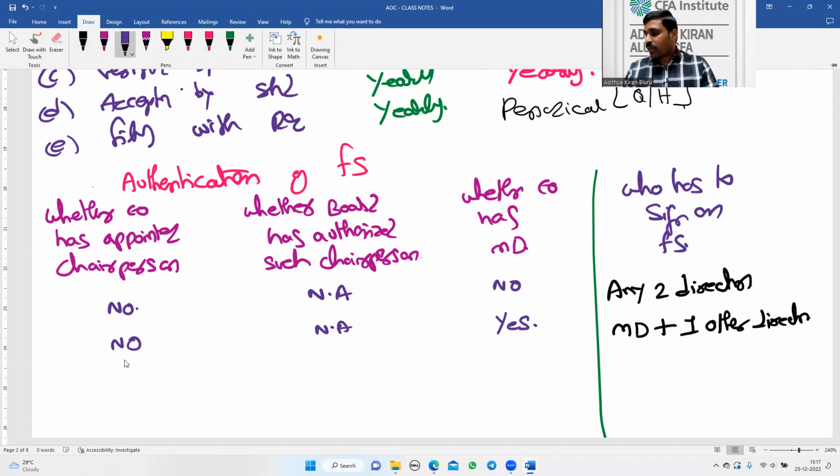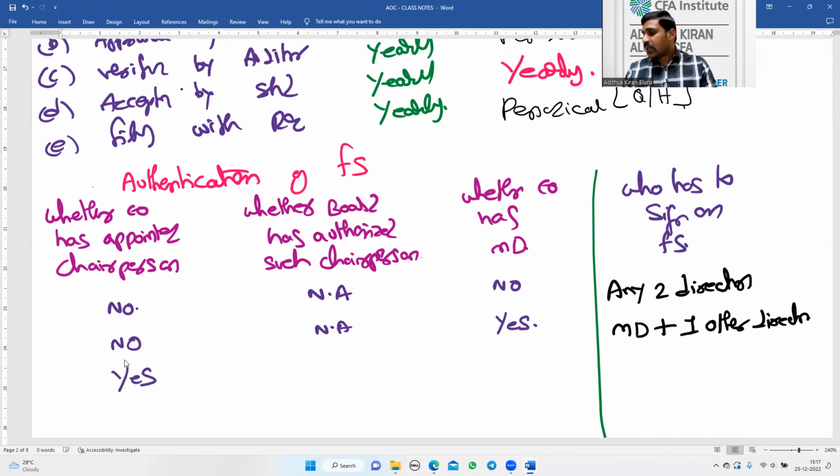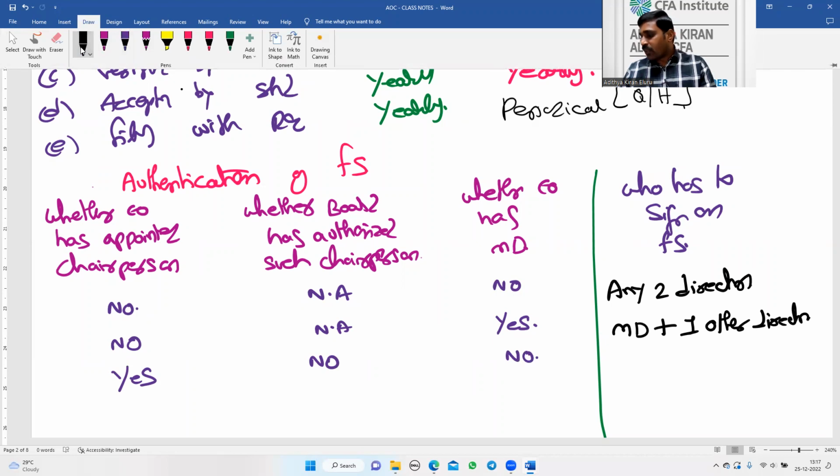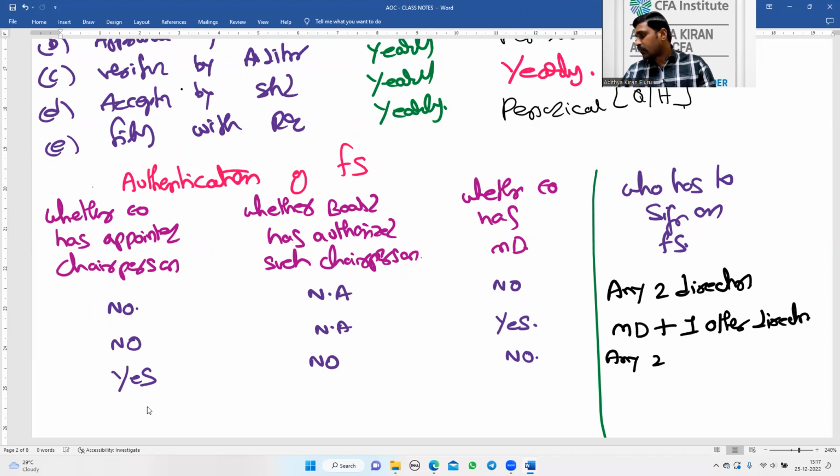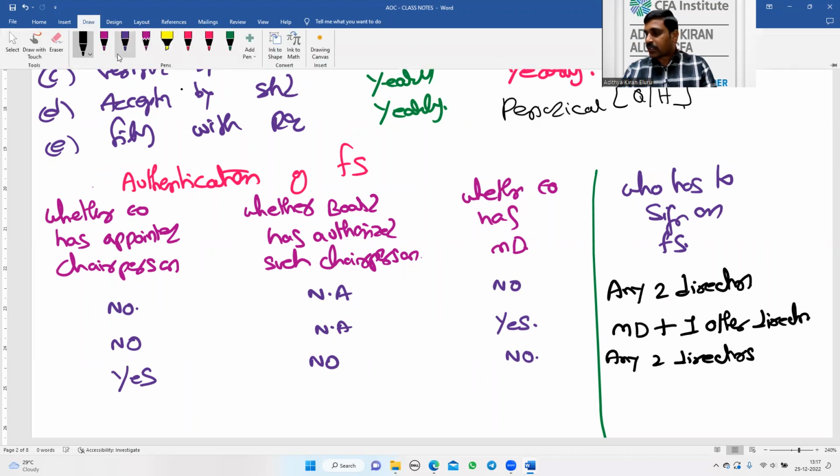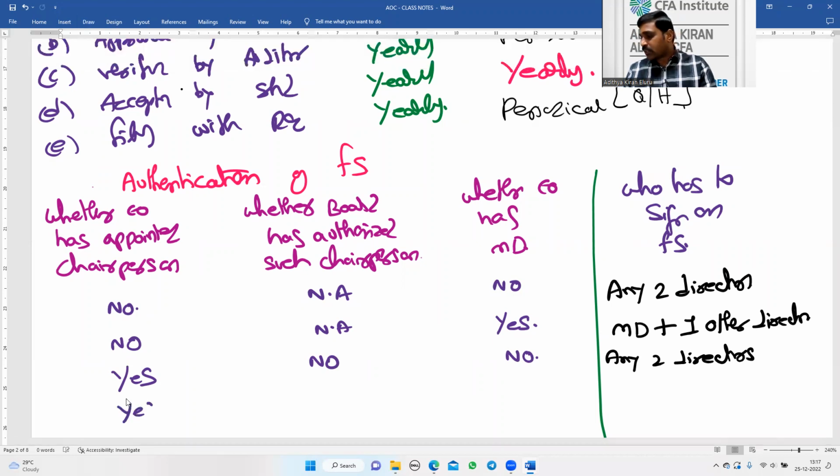Next, whether the company has a chairperson? Yes. Whether the board has authorized such chairperson? No. Whether the company has a managing director? No. Then also any two directors, because even though the company has a chairperson, he is not authorized by the board of directors. Therefore, same as any two directors.